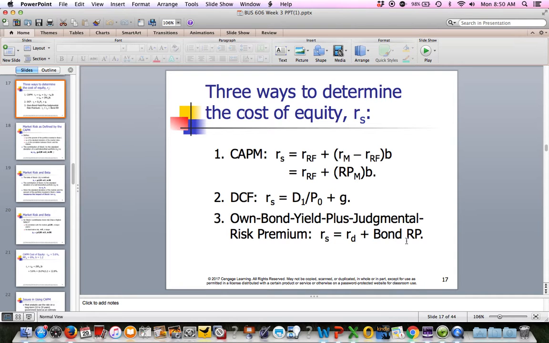Now the top one, CAPM, can be done for any company. The dividend cash flow method can only be used for companies that pay dividends. The bottom one can only be used for companies that have debt on the books. Not every company has debt, not every company pays dividends, so CAPM is kind of the gold standard that can be used no matter what. Okay, but CAPM is the one we're going to focus on.